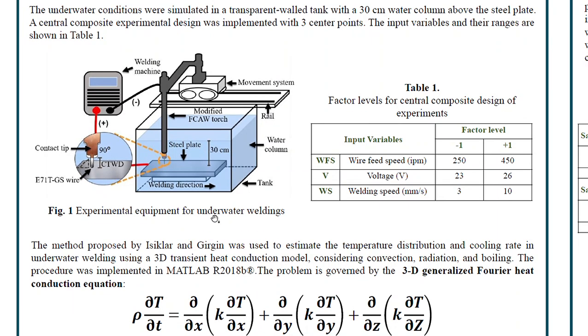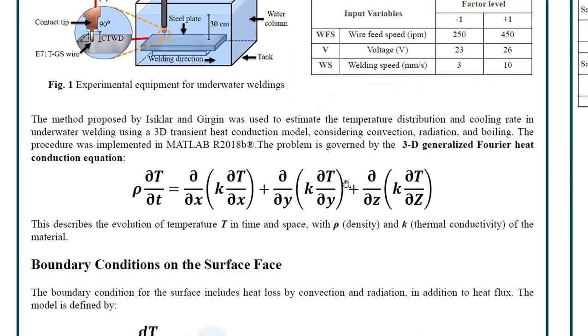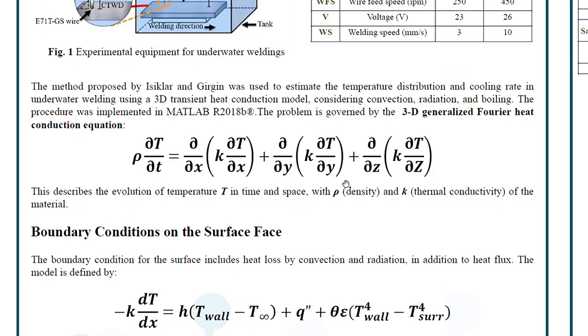Once a central composite design was implemented with 3 input variables, as we can see here in table number 1. The input variables were wire feed speed, voltage, and welding speed, and their factor levels -1 and +1 are shown in this section. To calculate the thermal behavior, we applied the method proposed by Isiklar and Girgin. This method is based on a 3-dimensional transient heat conduction model. It takes into account convection, radiation, boiling, and uses a Gaussian heat source to simulate the electrical arc. And the procedure was implemented and solved using MATLAB software.